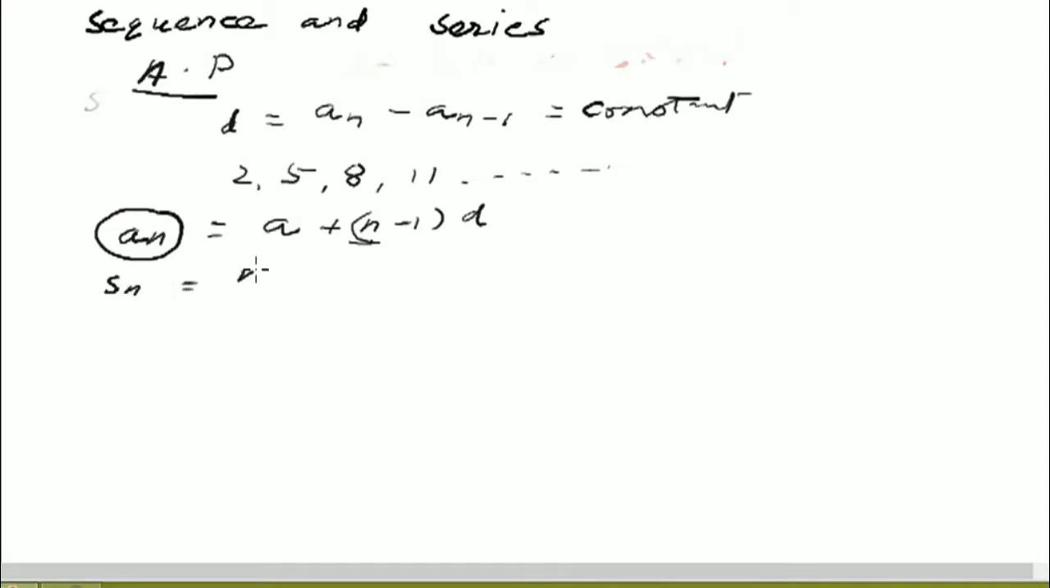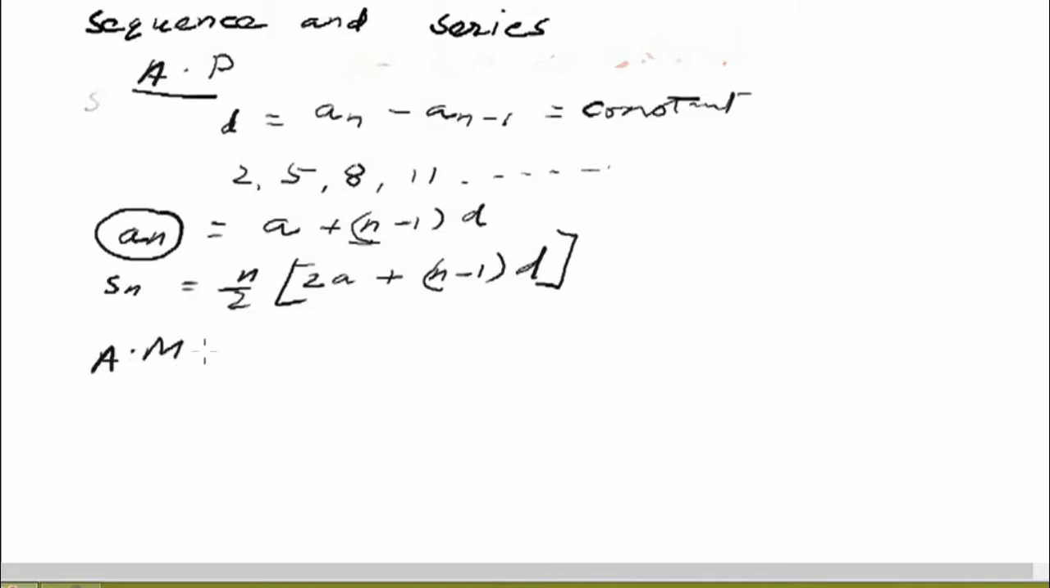Now the sum of n terms in AP is given as n by 2 into 2a plus n minus 1 into d. See again here 4 variables are there: n, a, d, sn. If you know 3 variables, you can find the fourth one easily. So we can easily find the sum of n terms of the AP using this formula. If we know a, n and d, we can get it easily.